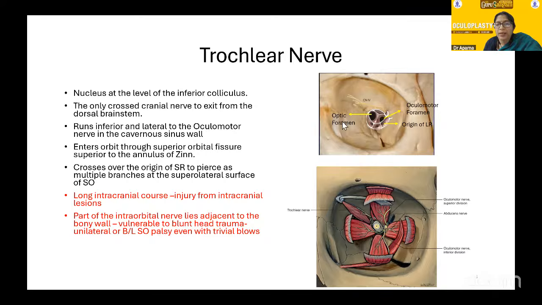So it has a long intraorbital course, which is mostly adjacent to the orbital wall. So it has a long intracranial course, so it makes it prone to injury from intracranial lesions. And in the intraorbital part, the nerve lies close to the bony wall, so it makes it vulnerable to blunt head trauma, causing unilateral or bilateral superior oblique palsies.